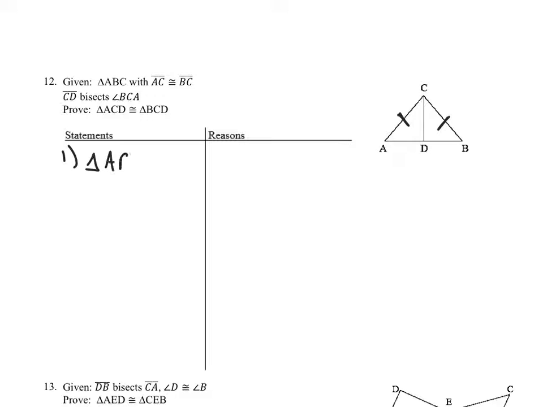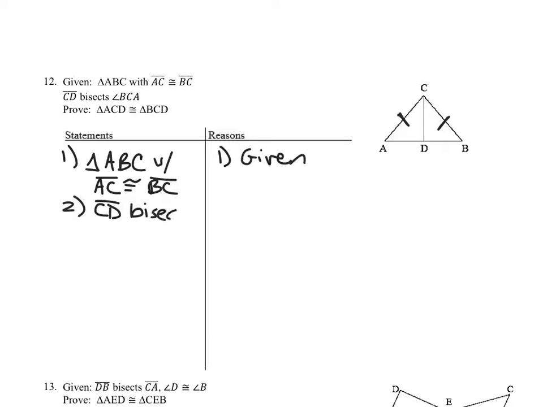Triangle ABC with AC congruent to BC. That's my given sentence. We also have CD bisecting BCA. All right, also given.